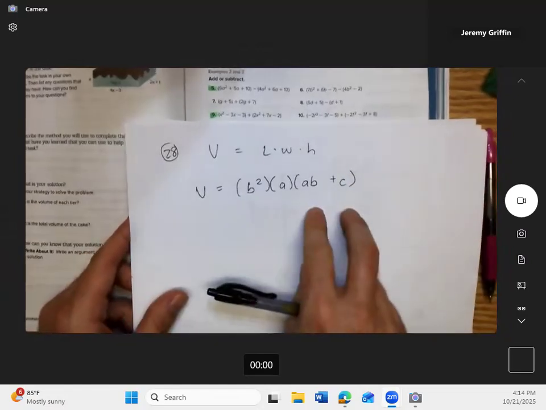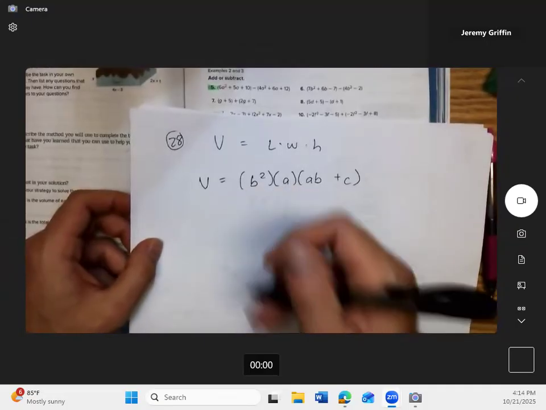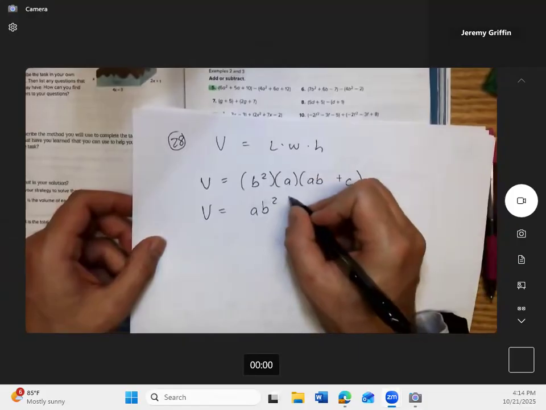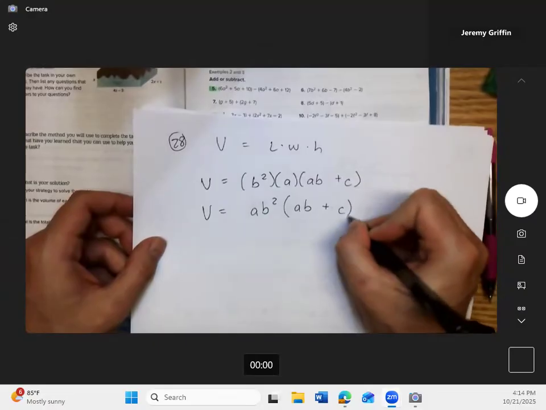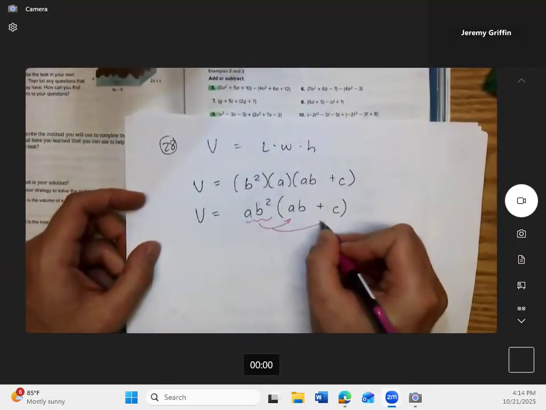Okay. And then these are all being multiplied. Now, the b squared and a I can directly multiply. Here, I'll write it out this way. So it could be like ab squared. It's the same thing. Okay. Now, interestingly, this last piece is two terms added together. So I do have to distribute like that.